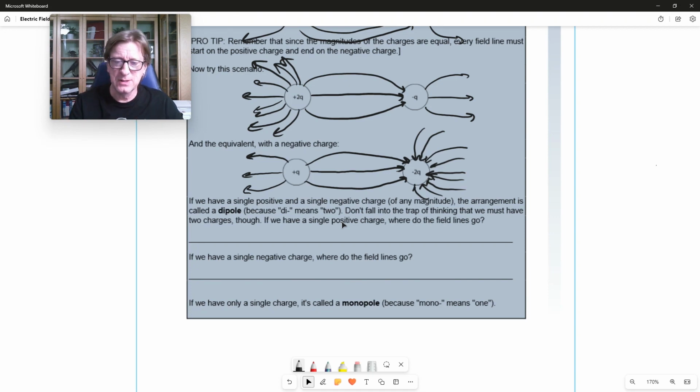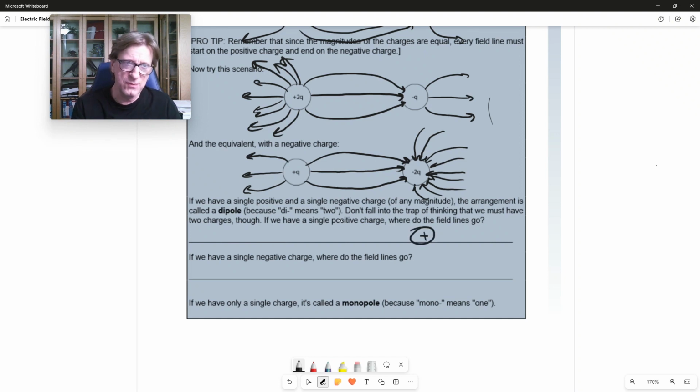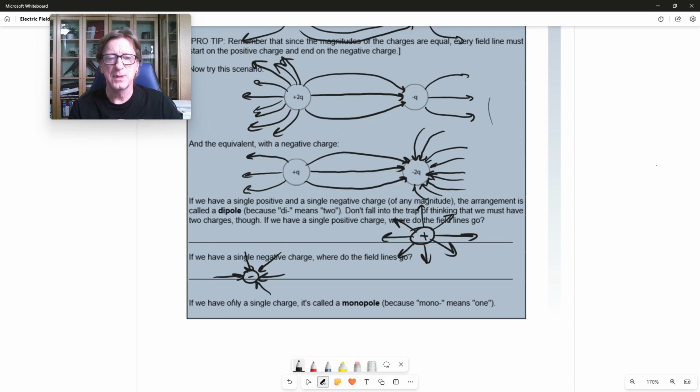Well, we've already drawn a similar case to that. If I have just a single positive charge here, and it could be Q, 2Q, 10Q, 100Q, whatever it is, then the field lines are simply going to go to infinity, like that. Now think about the single negative charge. You should be able to figure this one out. All of those are just going to come in from infinity, so it's going to look basically the same, but the field lines are coming in. That's the fundamental difference between these monopoles, these electric monopoles.